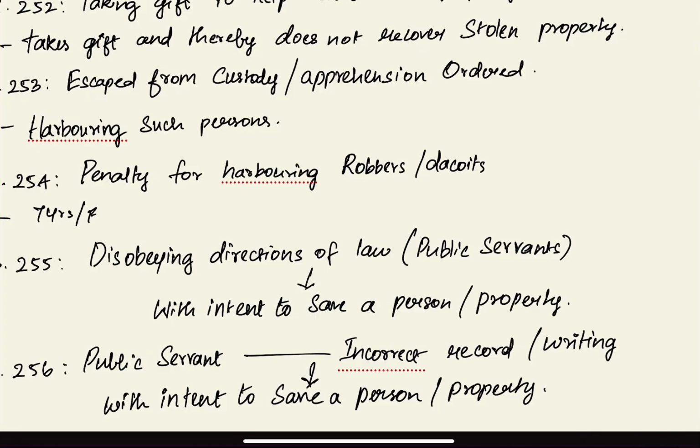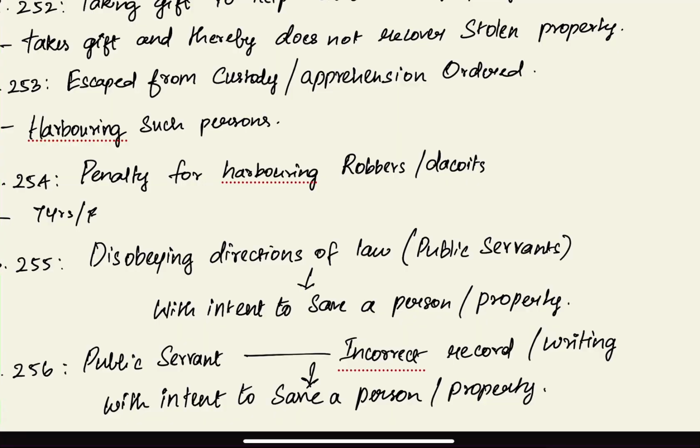And section 254 deals with penalty for harboring robbers and dacoits. So they have committed some serious offense, right? Who have committed robbery and dacoity, and harboring such persons would lead to punishment of 7 years of imprisonment with fine.